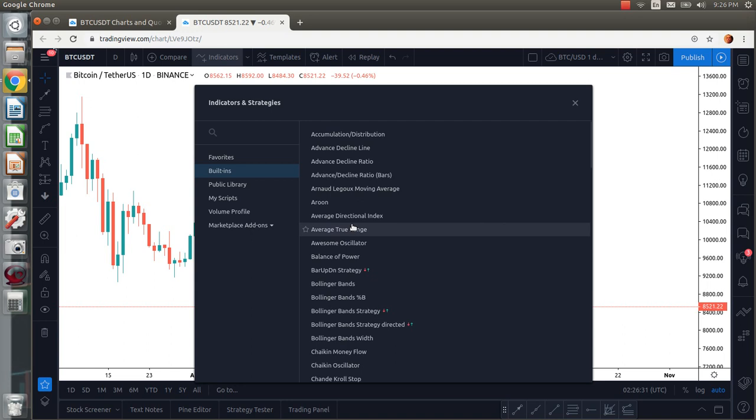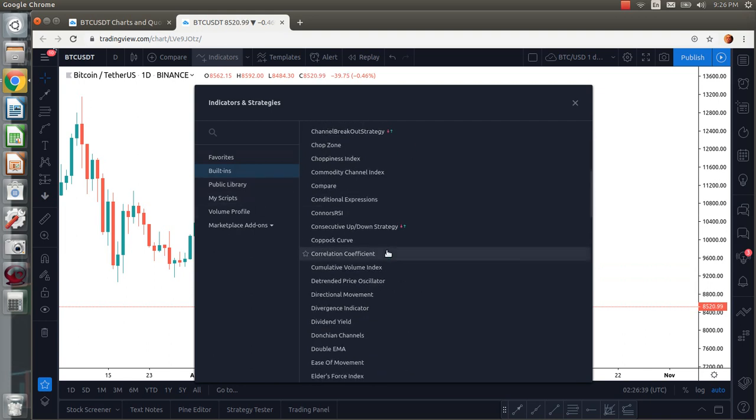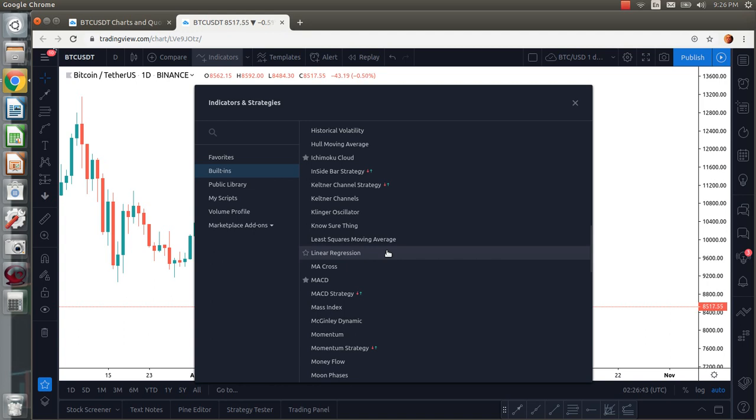Alright, I use a variety of indicators. These are the built-ins that I use. There's favorites you can make, but there's a public library. I usually stick with the basic, I will say it again, basic indicators that are always available to everybody.